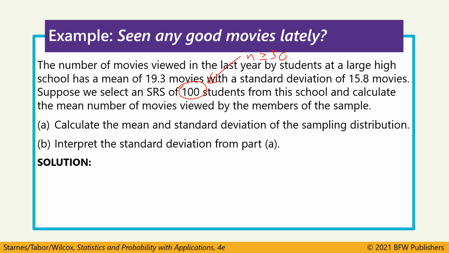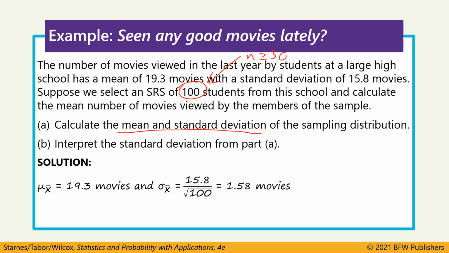So we're going to start by calculating the mean and standard deviation. Mean is just what we get in our sample, 19.3. Standard deviation, we're using this equation, sigma over radical n, because as our sample size increases, this standard deviation changes and it gets smaller. So we're going to take that 15.8 and divide it by the square root of the sample size, and we get a standard deviation of 1.58 movies.